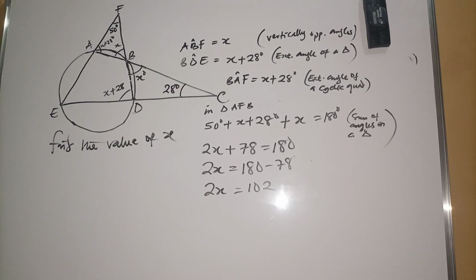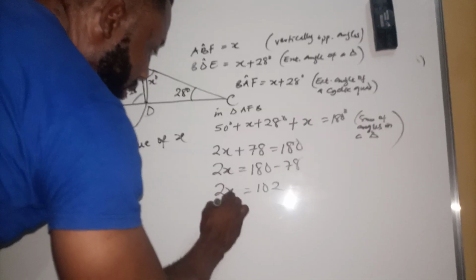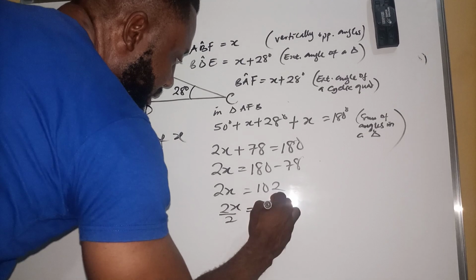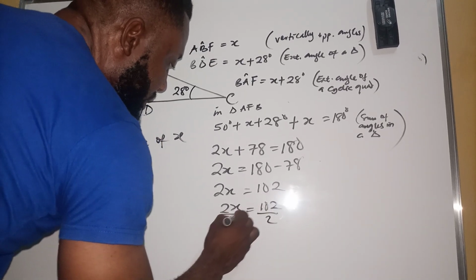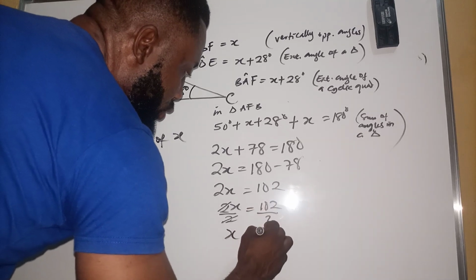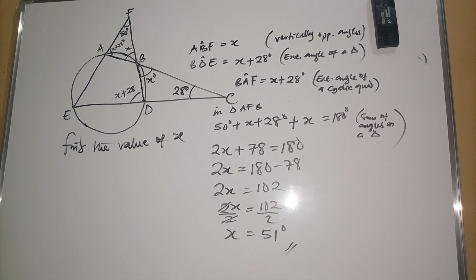So 2x is equal to 102, and I'm interested in getting x. I'm going to divide both sides by 2. This will cancel this. 2 can go into 102 51 times, and that gives me the value of x to be 51 degrees. So this is how to solve a question like this, as simple as what we are seeing on the board.